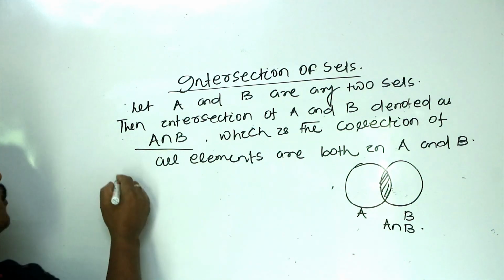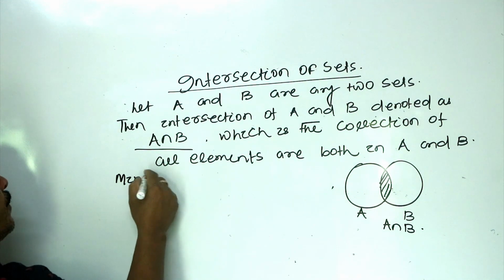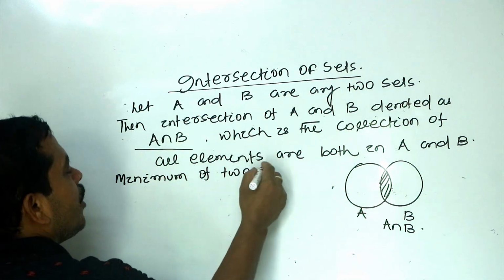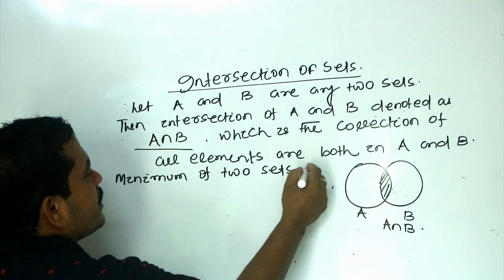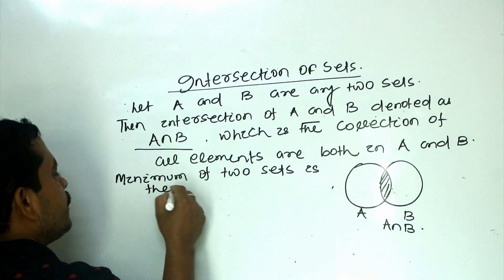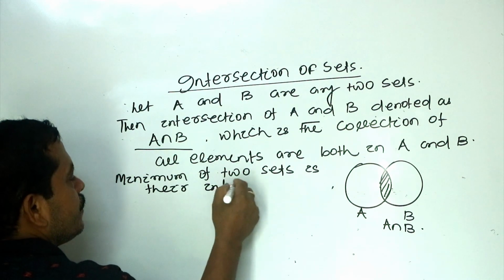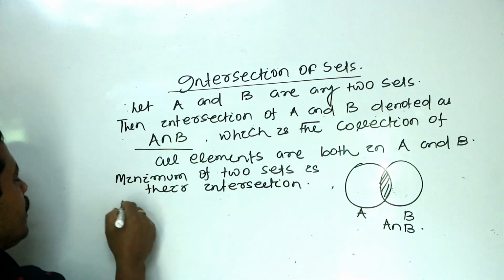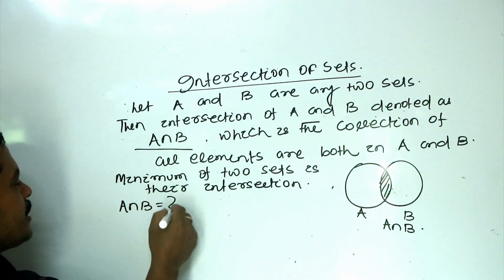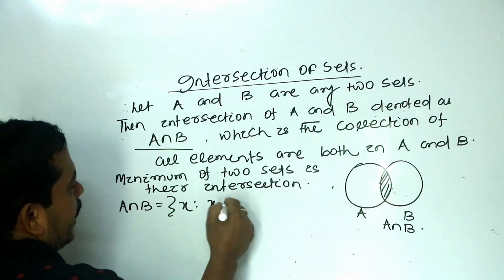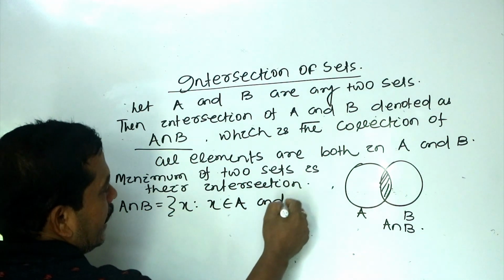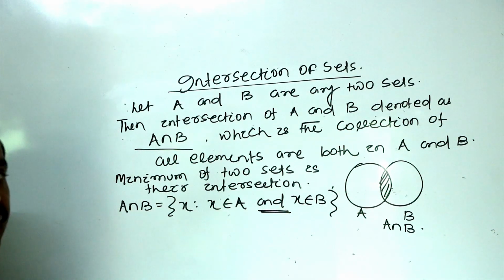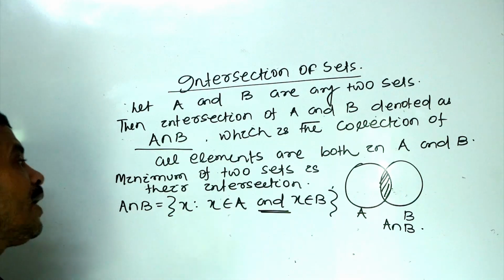That is the minimum of two sets. The minimum of two sets is their intersection. A intersection B is the set of x such that x belongs to A and x belongs to B. And we use the word and, so that it gives the common elements of A and B.